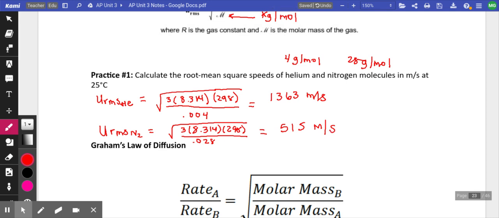If I'm comparing these two values between helium and nitrogen, helium is much lighter in terms of its mass than nitrogen, and its root mean square speed is much, much faster. This shows me that heavier molecules tend to move slower, and lighter molecules tend to move faster.